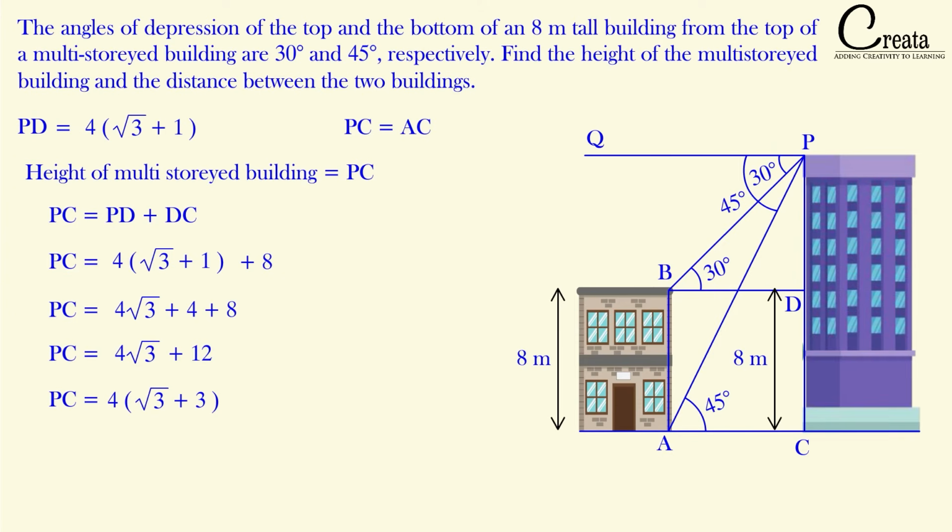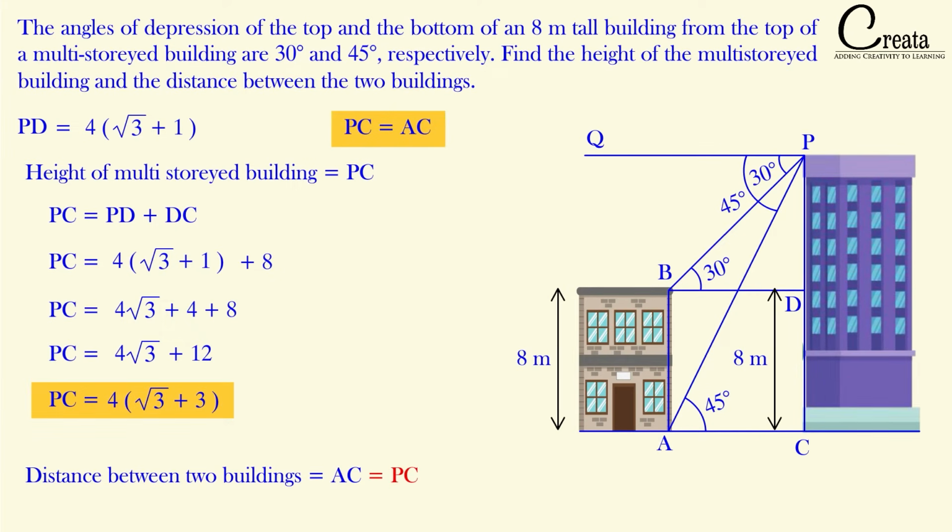The second part of the question is demanding for the distance between the two buildings, and distance between the two buildings is AC, which is equal to PC, and just now we have calculated the PC. So AC, that is the distance between two buildings, is also equal to 4 into root 3 plus 3.